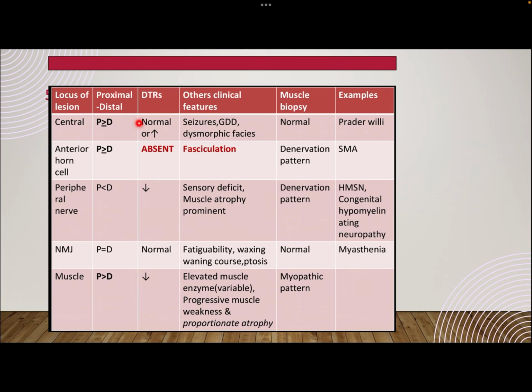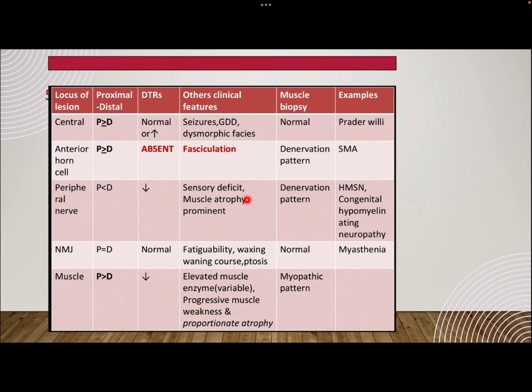In central diseases, the hypotonia, the weakness will be more proximal compared to distal, but it can be equal also. Similarly, anterior horn cells can have proximal weakness compared to distal. There is importance of DTR, deep tendon reflex, will be absent, and there will be fasciculation that you should not miss. If there is fasciculation, we are talking about anterior horn cell defect. So if you go for the muscle biopsy in case of anterior horn cell defect, you will find denervation pattern. Example is SMA.